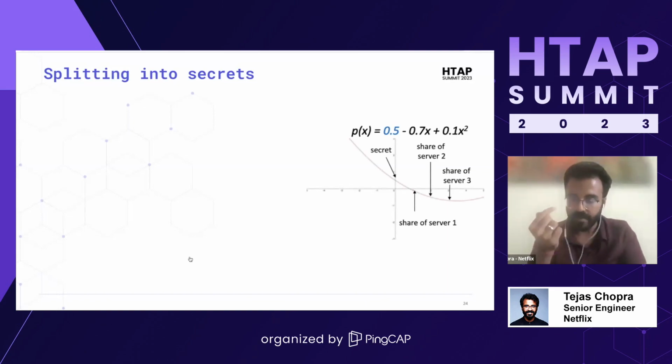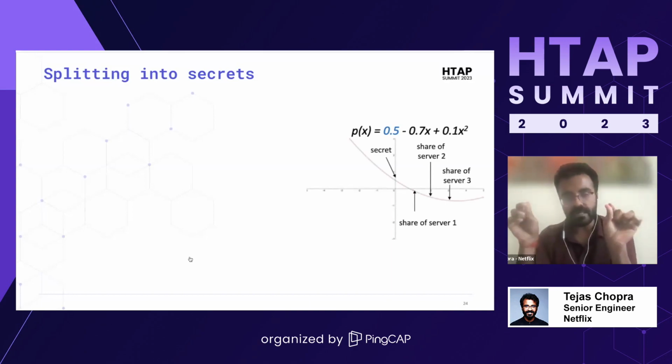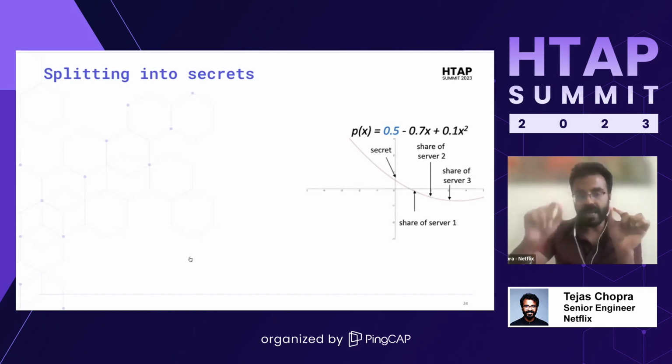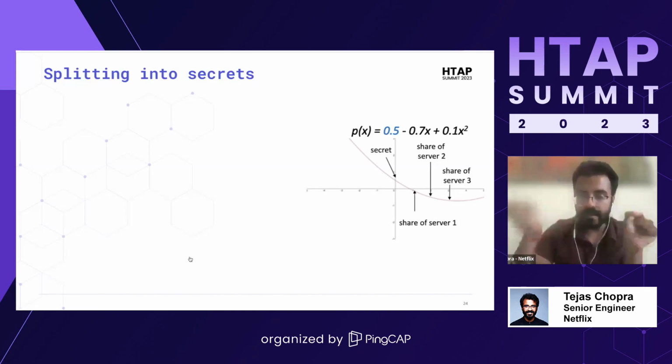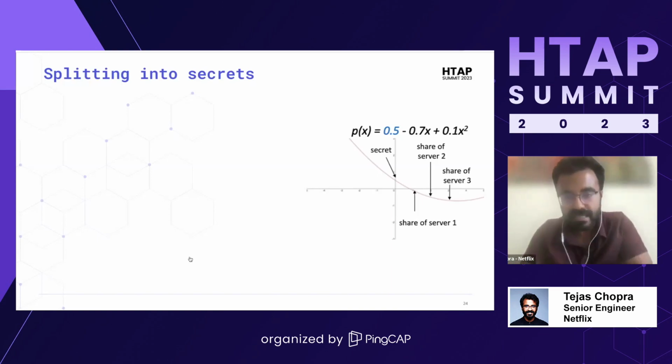When you have a single point in a plane, there are an infinite number of lines that can pass through a point. When you have 2 points, you can have one straight line that passes through 2 points, but you can have an infinite number of polynomials that pass through it. As you add more points, you can have a degree n polynomial clearly defined by n plus 1 points. That is what we use to generate these shares.